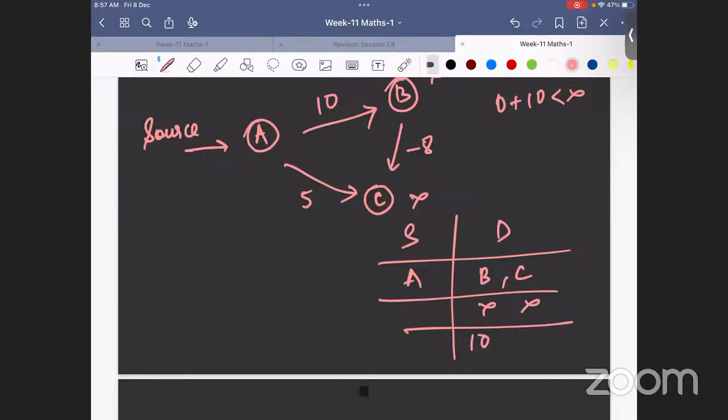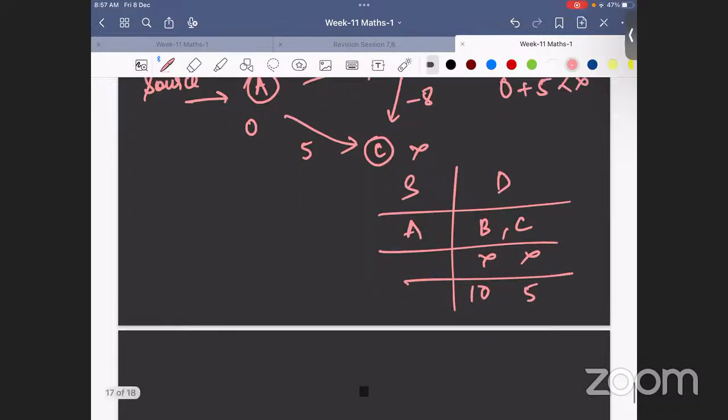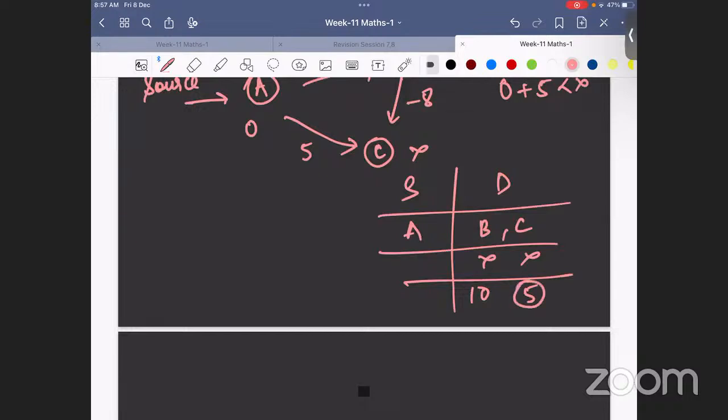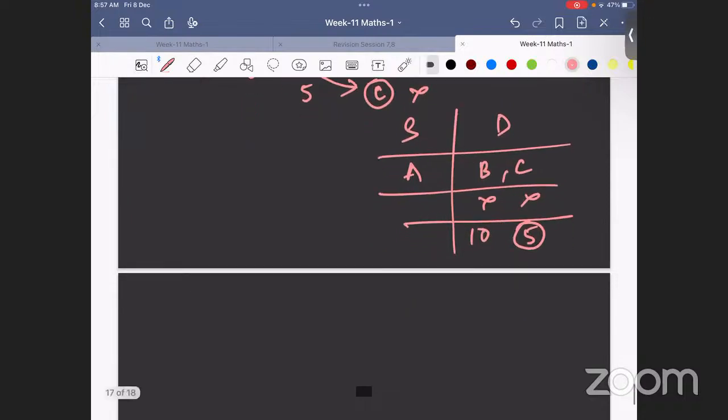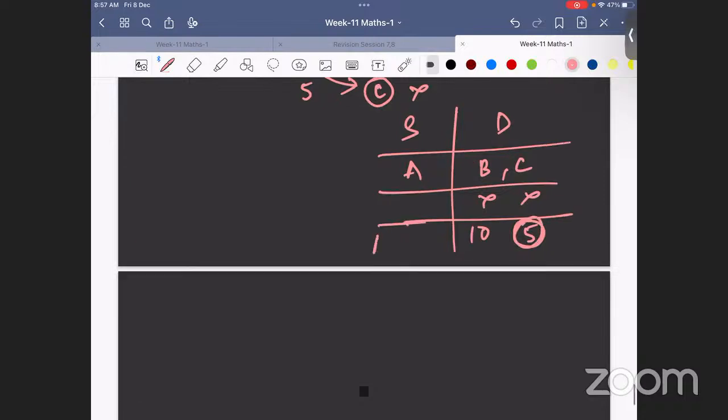Now you can see that this is 0, 0 plus 5 is less than infinite. So you can write it 5 here. Now one thing you have to relax. So you can fix the value 5. So to reach from A to C, you can fix the value as 5. So this is what we are doing as the algorithm. So after fixing the value as 5, you can reach from A to C with 5 unit, right? Is there any better way to reach B using AC only?